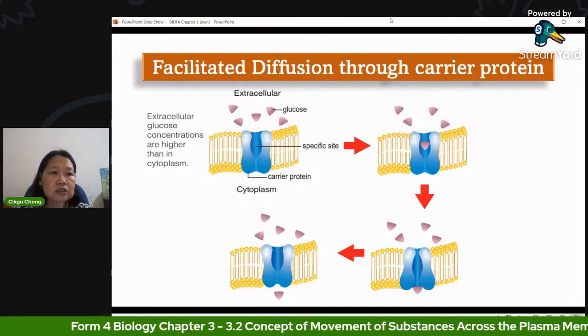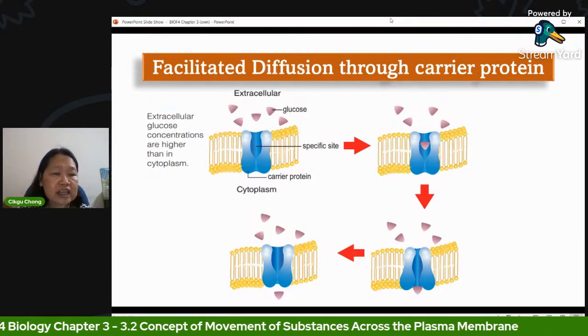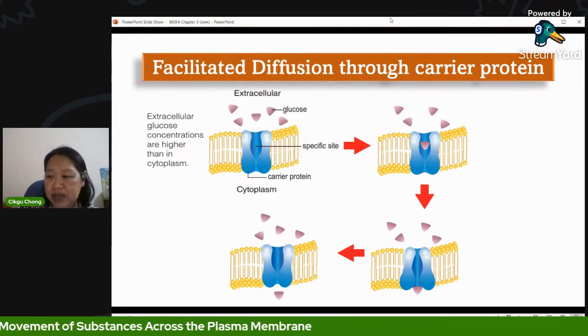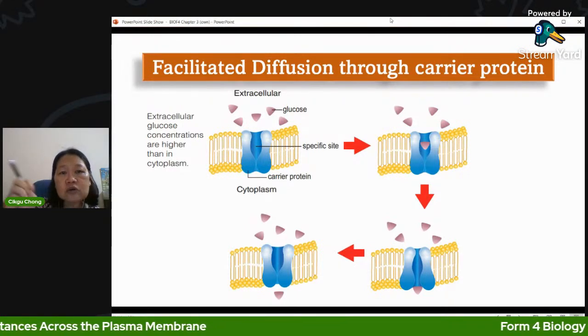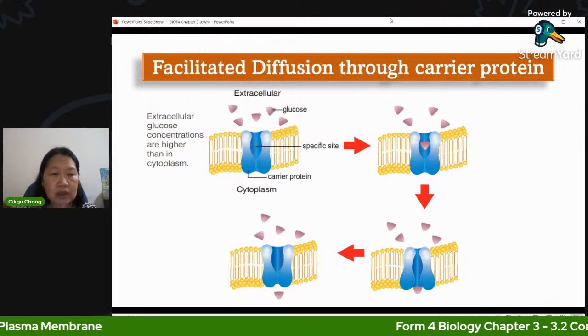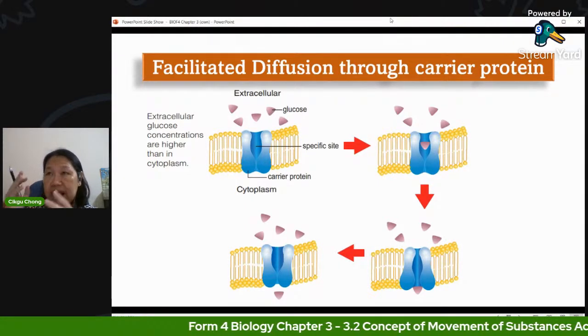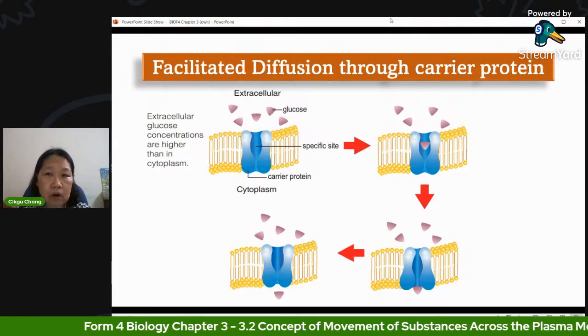Number 1. You must see which is more. Extracellular glucose concentration is higher than in the cytoplasm. Extracellular means outside the cell. So the glucose is more on the outside. On the inside, the cytoplasm will have less. So you can imagine it's supposed to come in, because outside more, inside less.